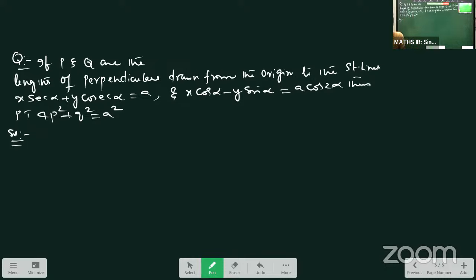If P and Q are the lengths of the perpendiculars drawn from the origin to the straight lines x secant alpha plus y cosecant alpha is equal to A, and x cos alpha minus y sin alpha is equal to A cos 2 alpha, then prove that 4p square plus q square is equal to A square.